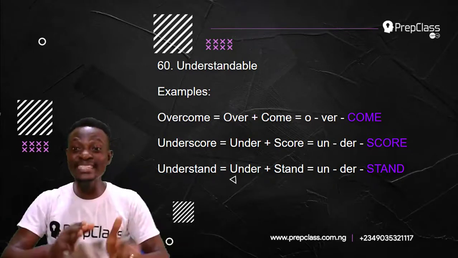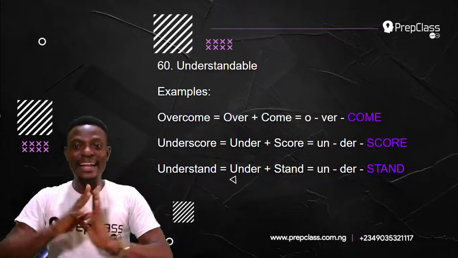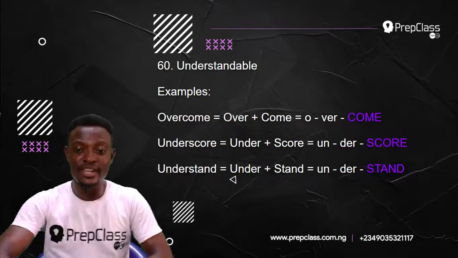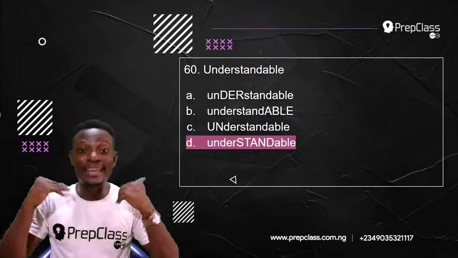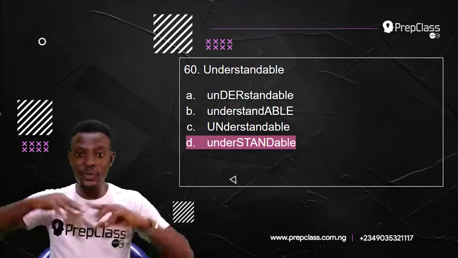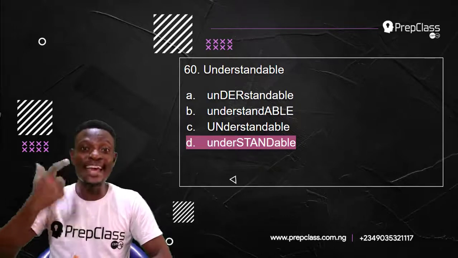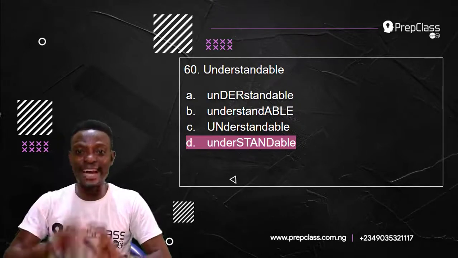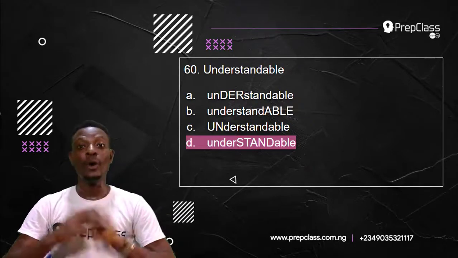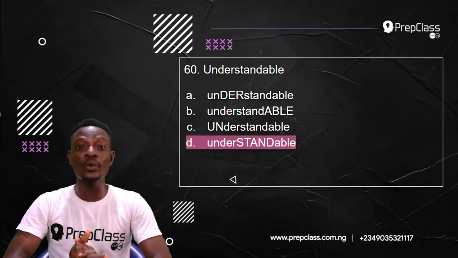So, stand is receiving the stress and able is a suffix. Able is an affix. It should not be stressed. So, the answer to this question, going by these explanations, is option D, understandable. When you pronounce understandable, you can actually hear the increase in the pitch of your voice and in the duration of pronouncing that syllable.